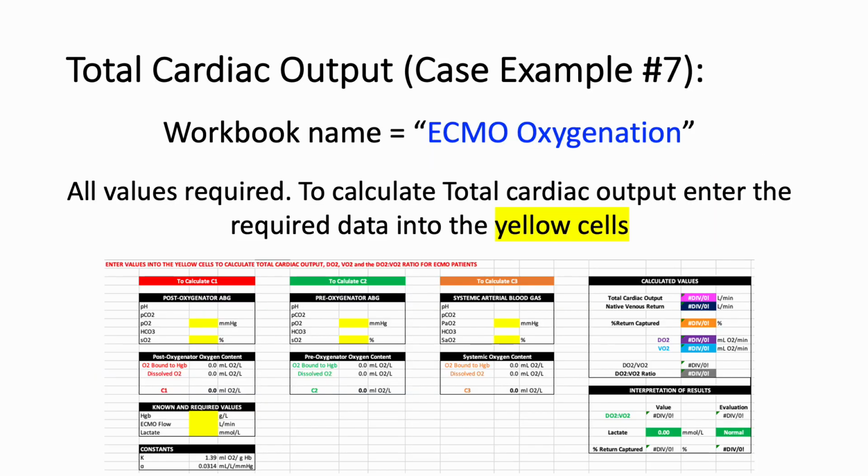And now we can use the attached Excel spreadsheet again, and the workbook tab called ECMO oxygenation to work through case example number 7, allowing us to calculate a patient's cardiac output as well as the DO2, VO2, and DO2 to VO2 ratio. Total cardiac output is calculated in the pink cell. Oxygen delivery, the DO2, is calculated in a purple cell. VO2, or oxygen consumption, is calculated in the light blue cell. And the ratio of DO2 to VO2 is calculated in the gray cell. Interpretations of the ratio and lactate are found in the box with heading interpretation of results.